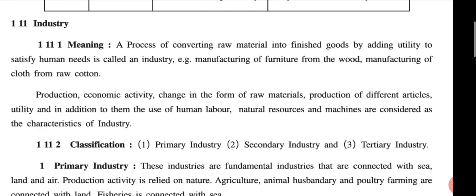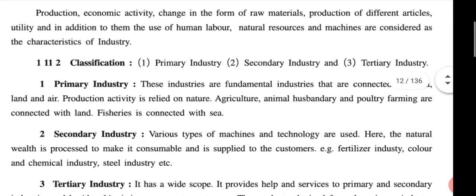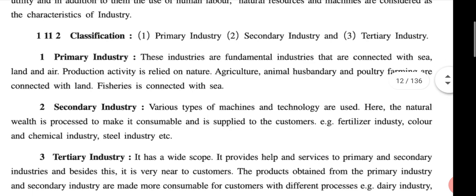Okay, done. Good. Now we are moving to the next topic, classification. First, primary. These industries are fundamental industries that are connected with the sea, land, and air. Production activities rely on nature. Agriculture, animal husbandry, and poultry farming are connected with the land, whereas fishery is connected with the sea.